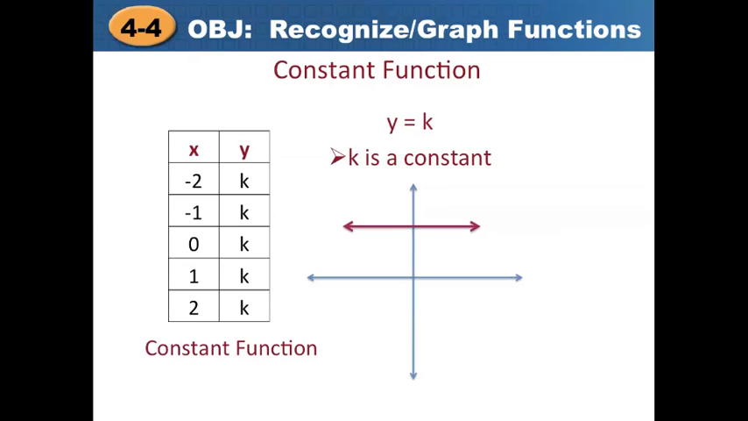The graph of a constant function is a horizontal line. We will set up tables of values like you see there on the left of the screen. Using the domain values -2 to 2, the y value is that k, the constant number, whatever that may be.